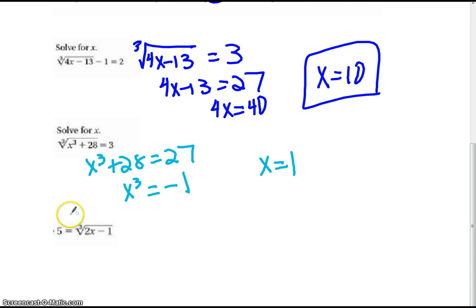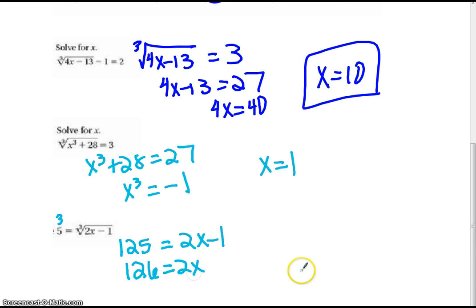Going to the next one, you're going to have to raise both sides to the third power. 5 to the third is 125 is equal to 2x minus 1. Add your 1. 126 is equal to 2x, divided by 2, and 63 is equal to x. Okay, that is the end of your notes. You're ready to start your assignment.